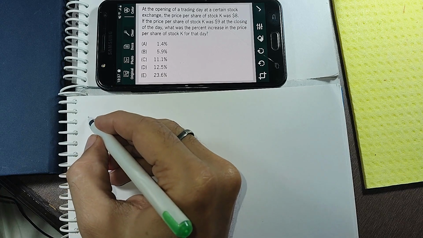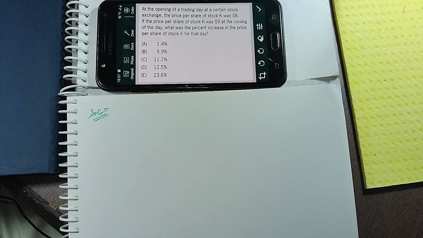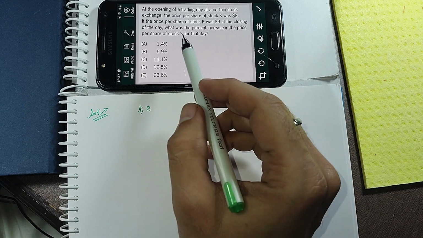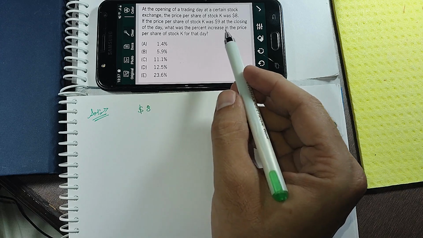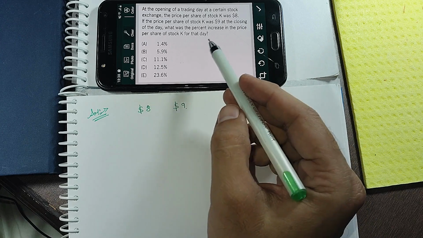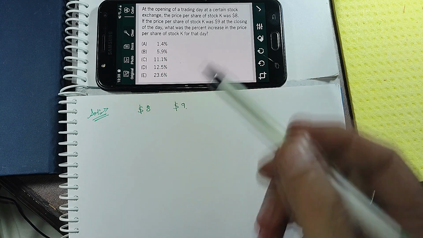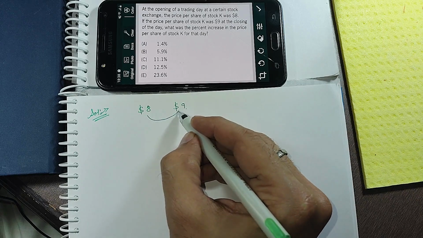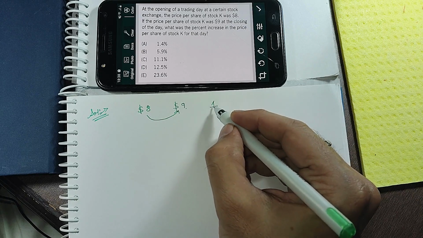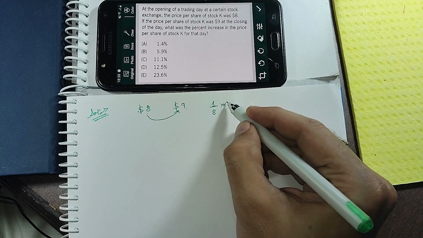At the opening of a trading day at a certain stock exchange, the price per share of stock K at the start was $8. If the price per share of stock K was $9 at the closing of the day, what was the percentage increase in the price per share of stock K for that day? So percent increase is found by how much the increase is from 8 to 9, that is $1, and this increase is on 8. So 1 divided by 8 multiplied by 100.